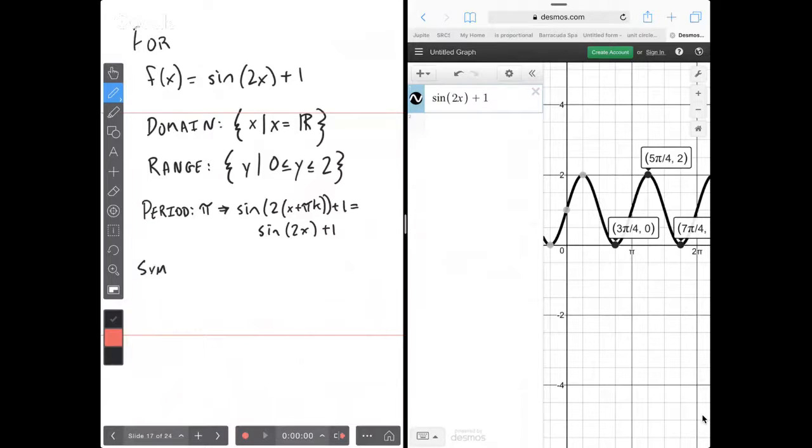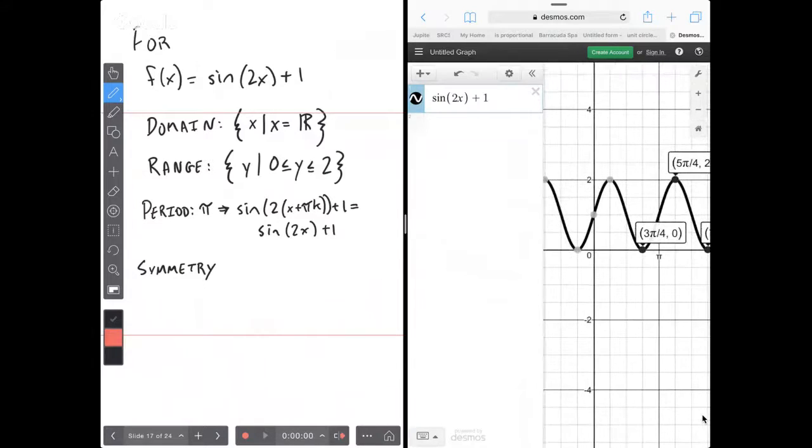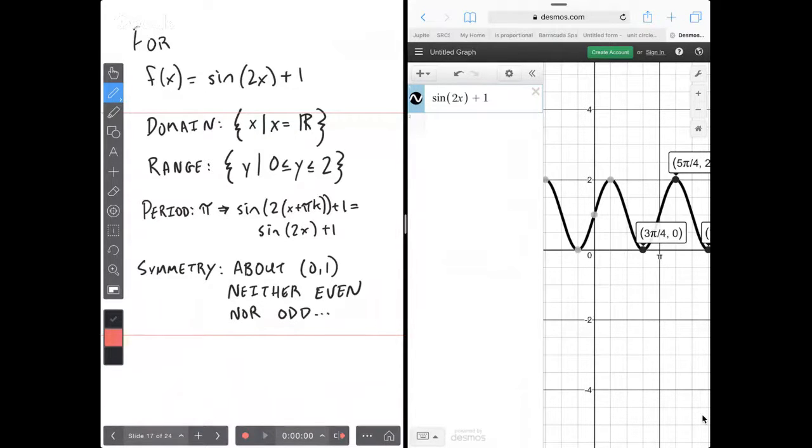Symmetry. This has symmetry about the point 0, 2. No, 0, 1. But that is neither even nor odd symmetry. Okay. Questions so far?